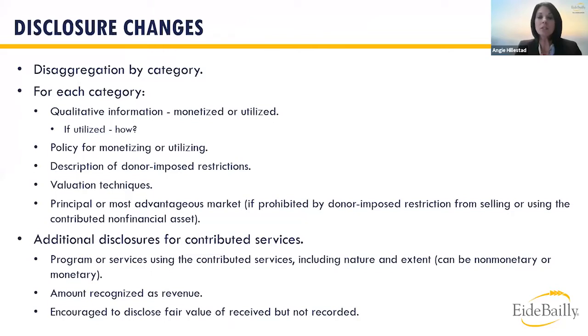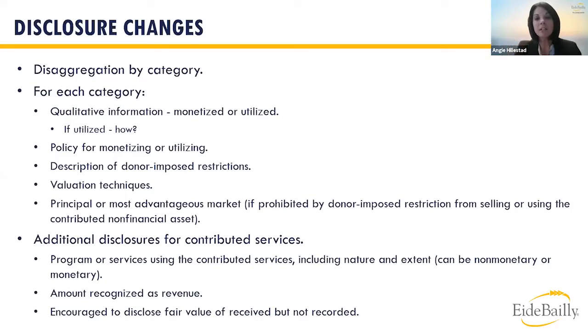So let's look at those disclosure changes and how they impact the financial statements under the new accounting standard. First, a not-for-profit is required to disaggregate the amount of contributed non-financial assets recognized within the statement of activities by category of the type of non-financial asset. So as I mentioned, on the statement of activities itself, there's going to be one line called contributed non-financial assets. And you could have more if you wanted to, but at a minimum, one line.